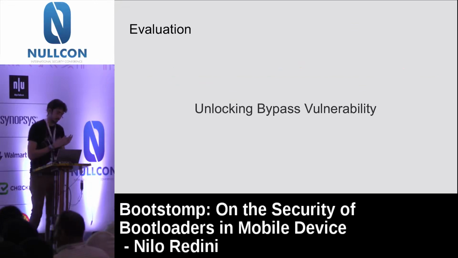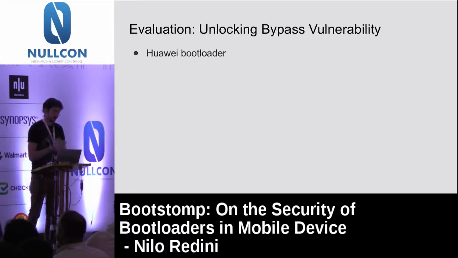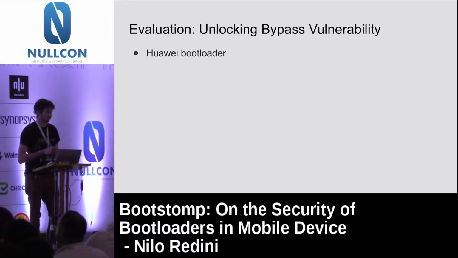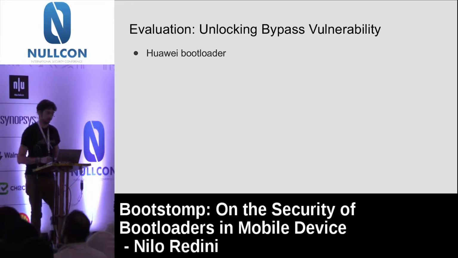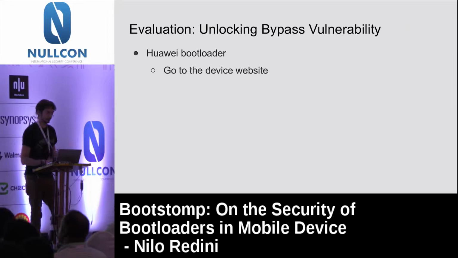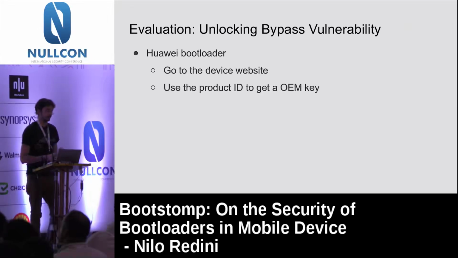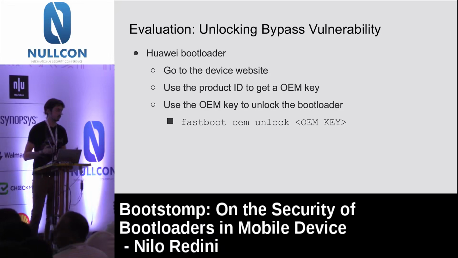Okay, let's talk about the unlocking bypass vulnerability that we found. Again, we found this bug on the Huawei bootloader, and the way that Huawei foresees the bootloader to be unlocked is the following. You have to go to the device website, provide some number, and you get back what is called the OEM key. Later, you can use this OEM key and run some commands using fastboot, and eventually the bootloader will be unlocked.